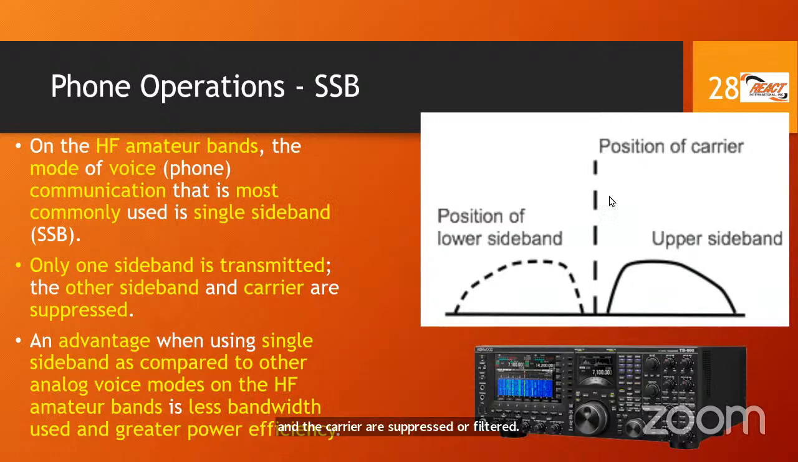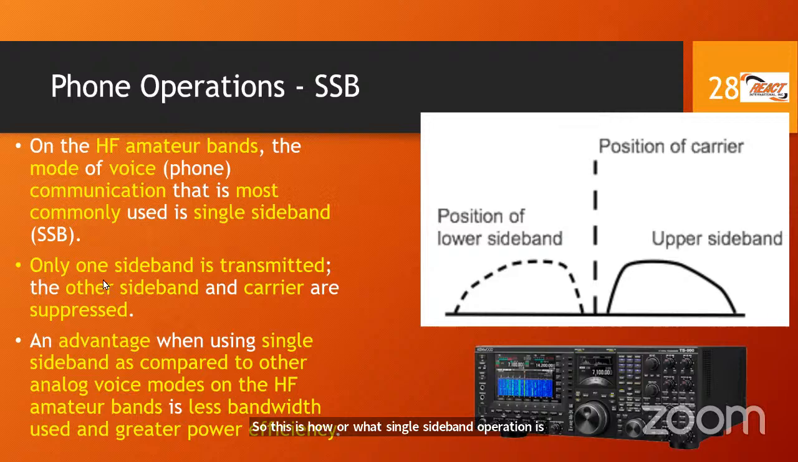We generate our amplitude modulated signal. We strip off or we suppress the carrier, and we strip off or we filter out one of the sidebands, and we end up with the other sideband. So if we strip off the lower sideband, we are left with only the upper sideband. If we strip off the upper sideband, we are left with only the lower sideband, right? So this is how, or what single sideband operation is about.